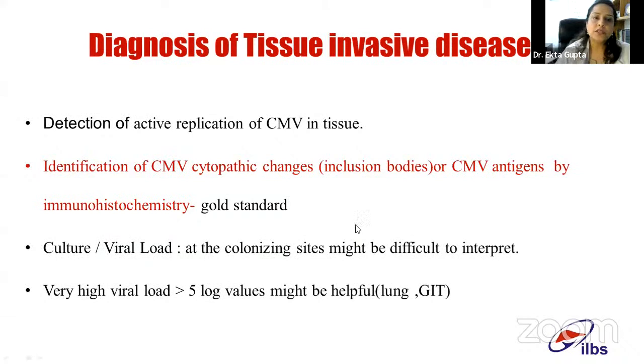Tissue invasive disease diagnosis is easy, as you have to establish the diagnosis in a tissue. Histopathology is the gold standard. You look for cytopathic effect, but it is not very often seen. So the expression of CMV antigens by immunohistochemistry is how they test for CMV infection. You can also look for viral load in the tissue sample, but sometimes it can be a simple colonizer. So you really have to have a very good cutoff to say that beyond this viral load in lung or GI biopsy, it is not a normal colonizer. Anything more than 5 log can be indicative of ongoing active replication rather than one single value.